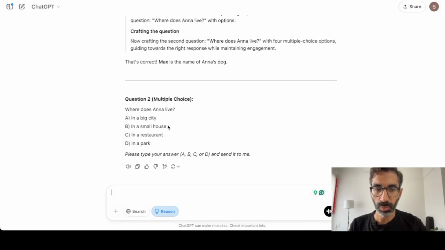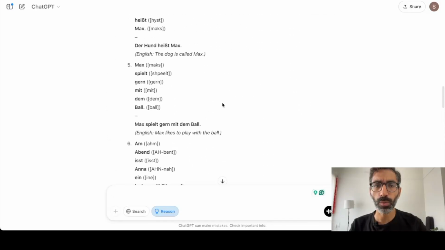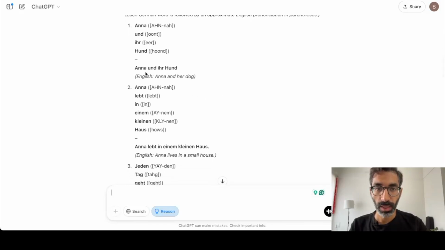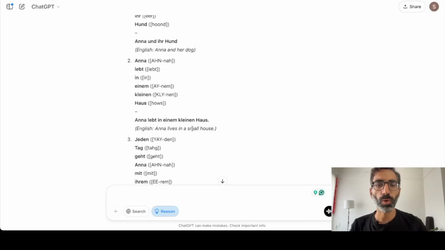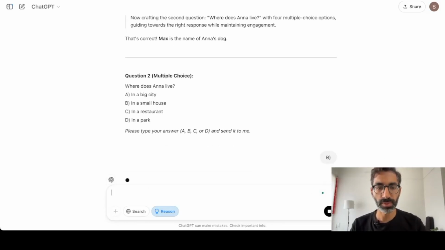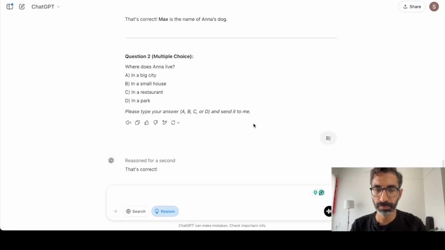In the big city, in a small house, in a restaurant, in a park? I'm not sure if I remember that, so I can always go back to the story and see where Anna lives. Okay, Anna und ihr Hund. Anna lebt in einem kleinen Haus. What is kleinen Haus? It's small house. So I can think, okay, the word for house is Haus, the word for small is kleinen. So I can start to understand and remember what some of these words mean. So Anna lives in a small house. I'm saying my answer is B. Let's see if this is correct.